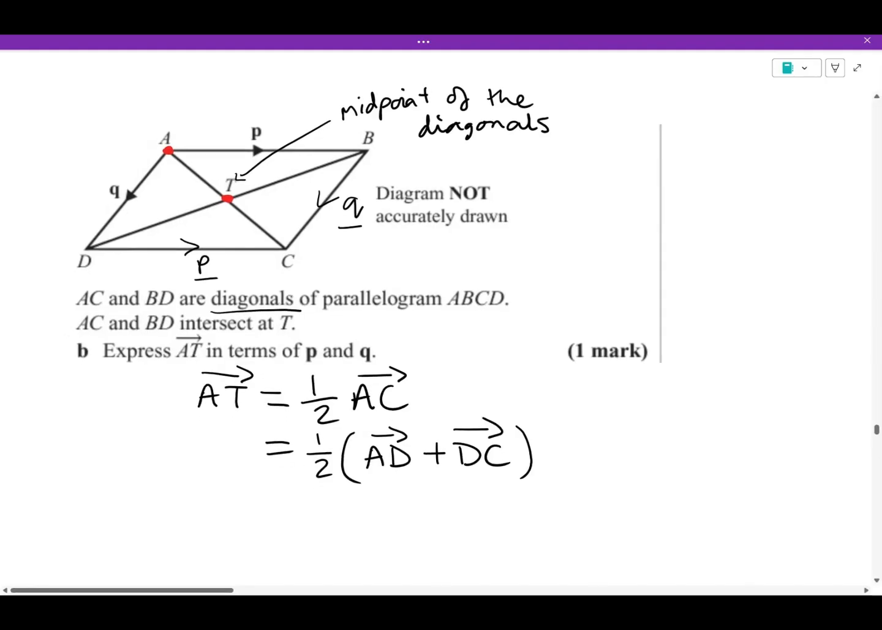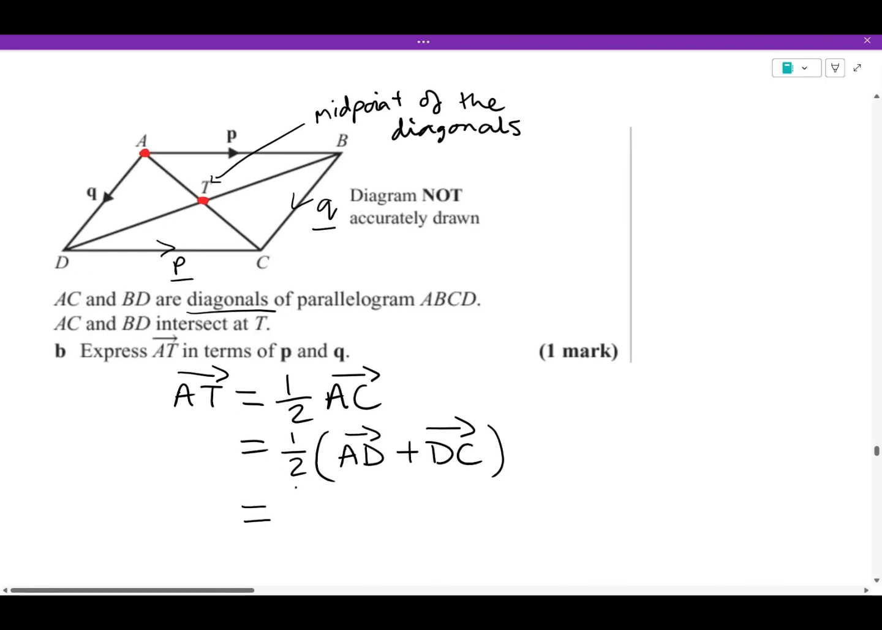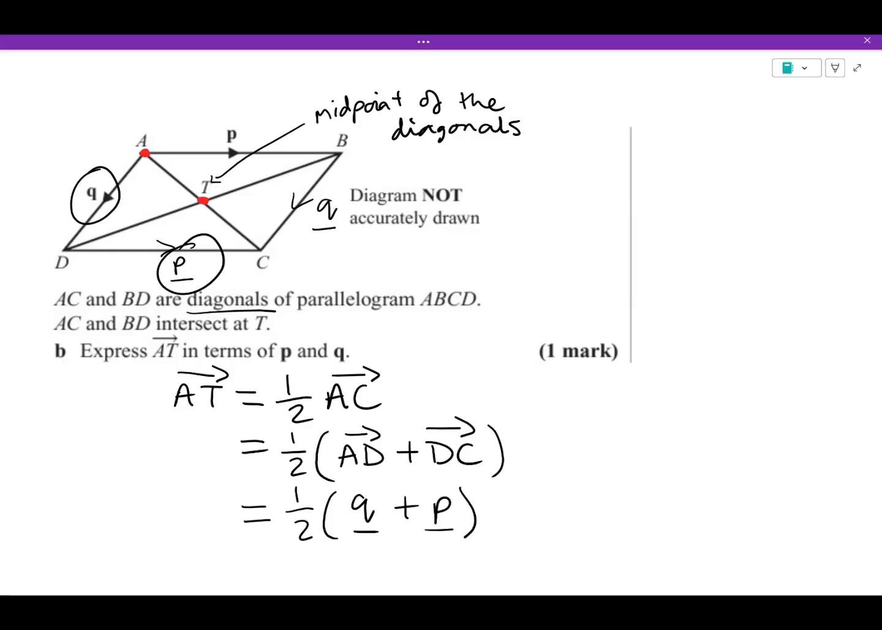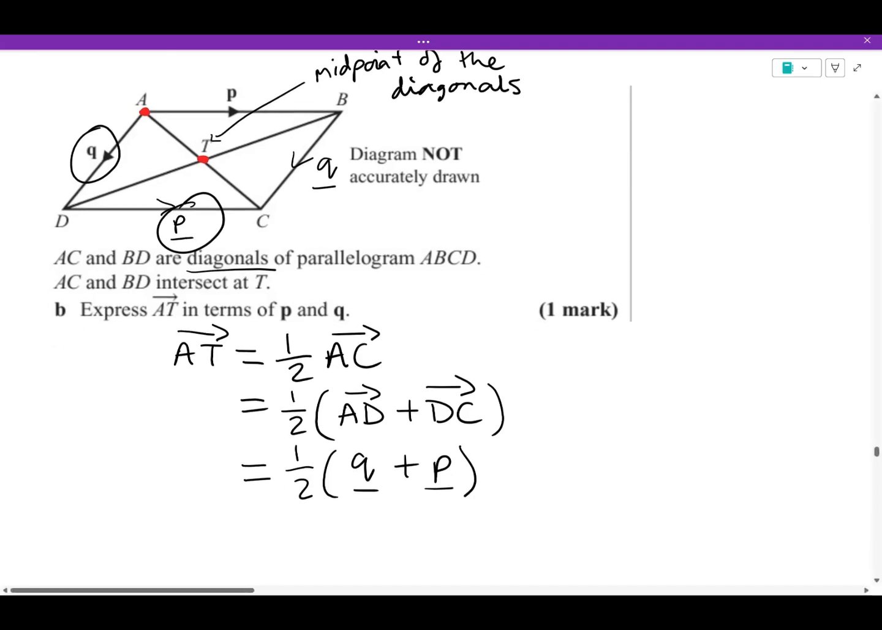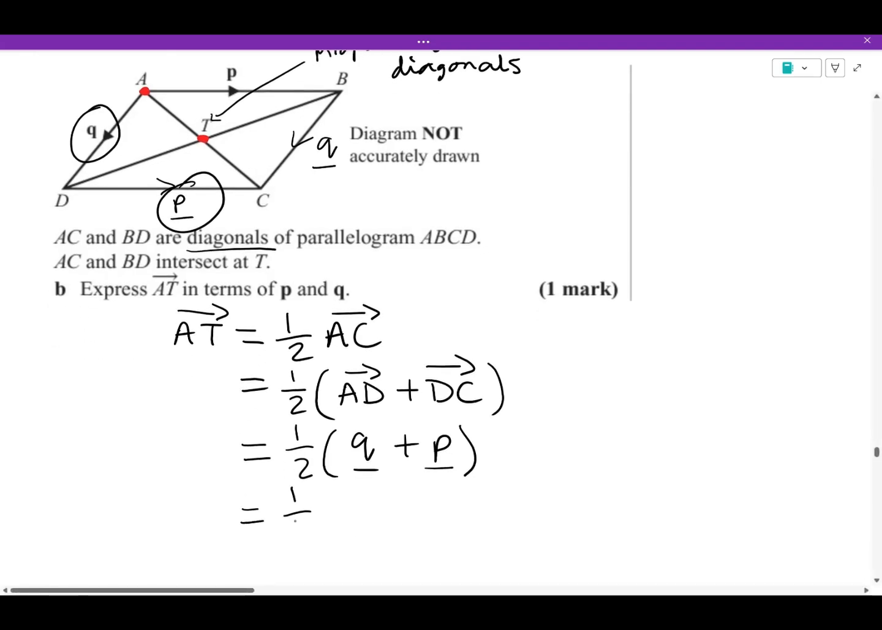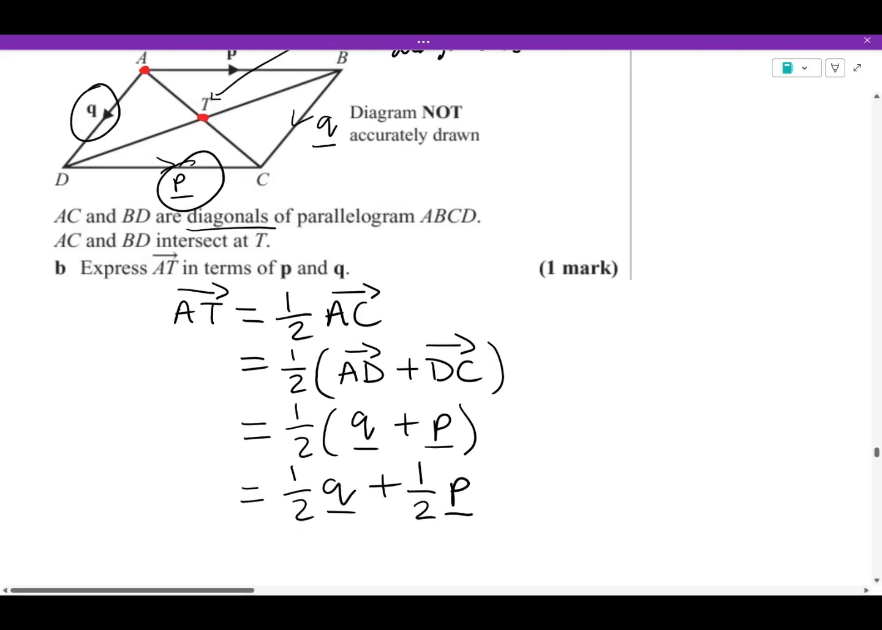So now let's fill in my P's and Q's. So for the vector A to D, that is Q. For the vector D to C, that is P. And in both cases, we're going with the arrows, so they're both going to be positive. And then I've got myself the vector for A to C. I can leave it like that, or if you wanted to, you could expand the brackets. Either way is sufficient. Now let's look at a slightly more complicated problem involving a different shape.